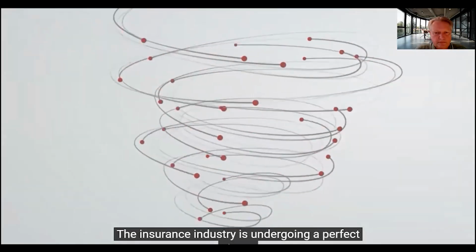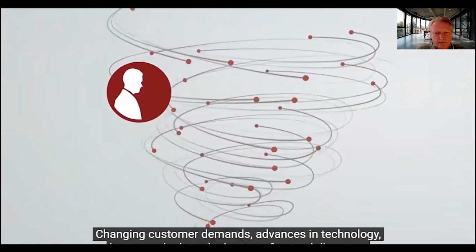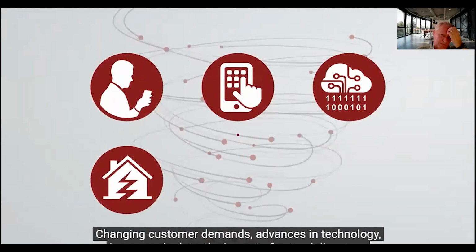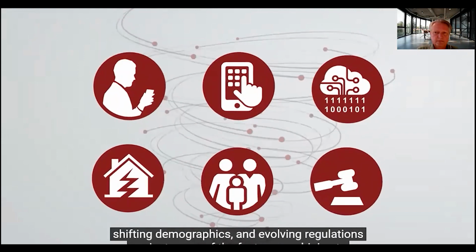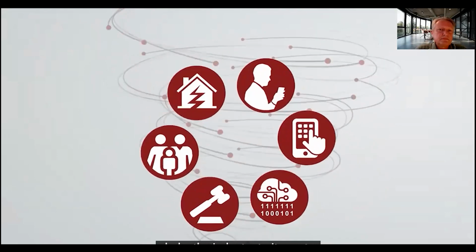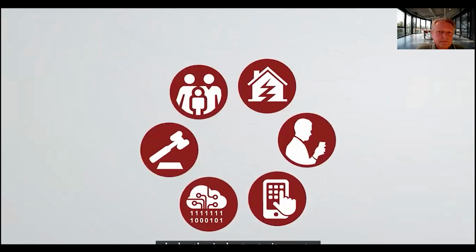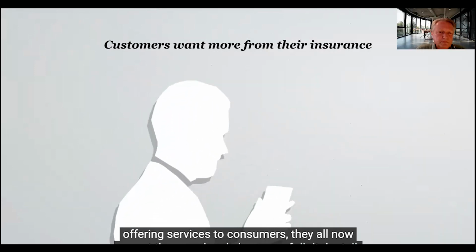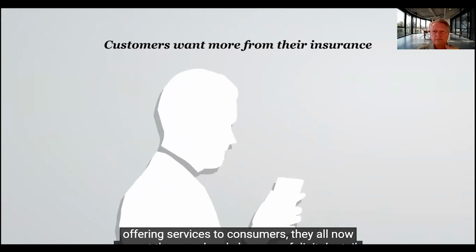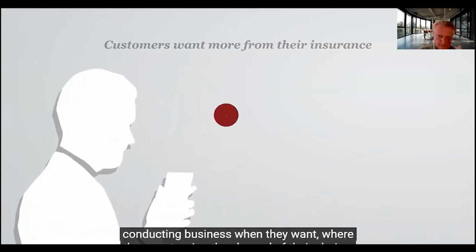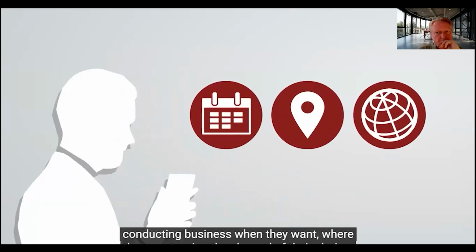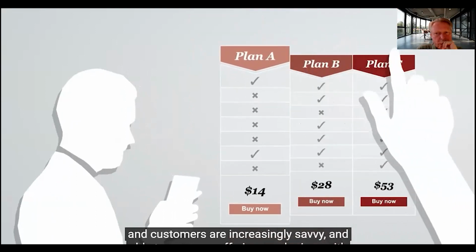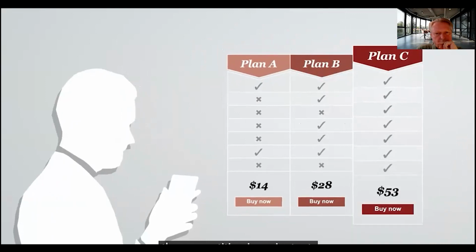The insurance industry is undergoing a perfect storm. Changing customer demands, advances in technology, increases in data, the impact of natural disasters, shifting demographics, and evolving regulations are just some of the factors combining to shake the industry to its roots. Customers want more from their insurance. Whether businesses, consumers, or businesses offering services to consumers, they all now expect the speed and elegance of digital retail, conducting business when they want, where they want, using the channel of their choice. And customers are increasingly savvy and able to compare offerings and prices with the competition in an instant.